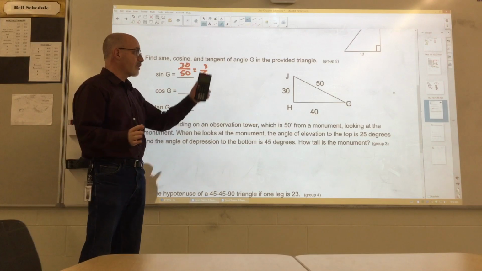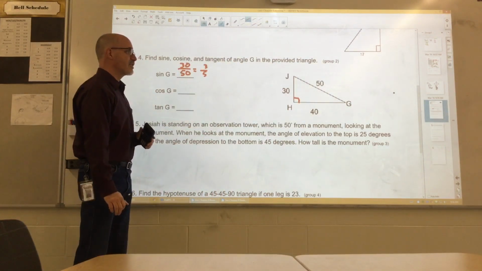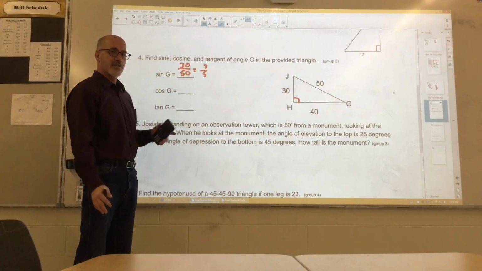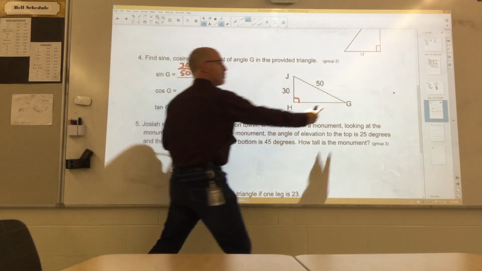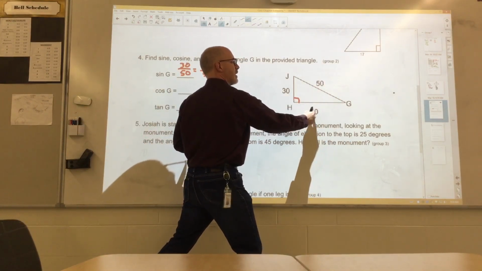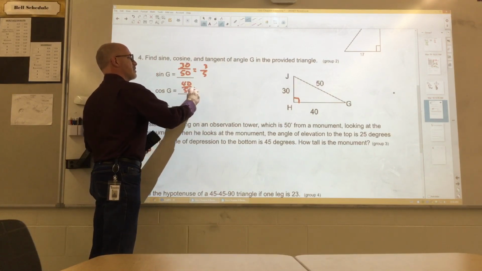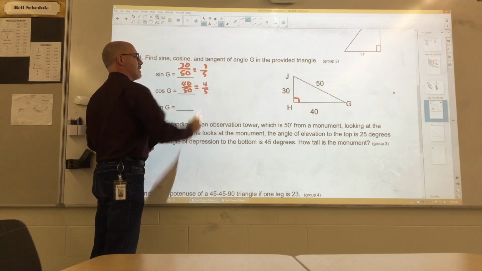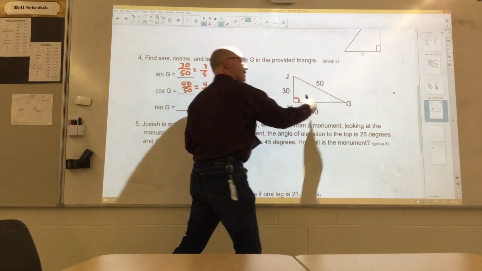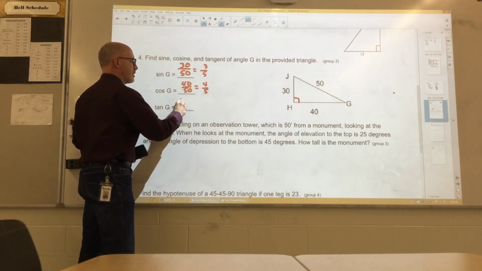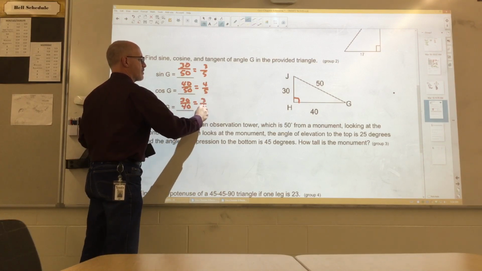That's all you need to do when all the sides are given to you in a right triangle and you're asked for sine, cosine, or tangent. So cosine, SOHCAHTOA, the cosine is the adjacent. So from G, the adjacent side's the one right next to it, that's 40. We put that over the hypotenuse, which is 50, so you get 4/5. And then lastly, the tangent is the opposite side, 30, over the adjacent side, 40, so we get 30 over 40, which reduces down to 3/4.